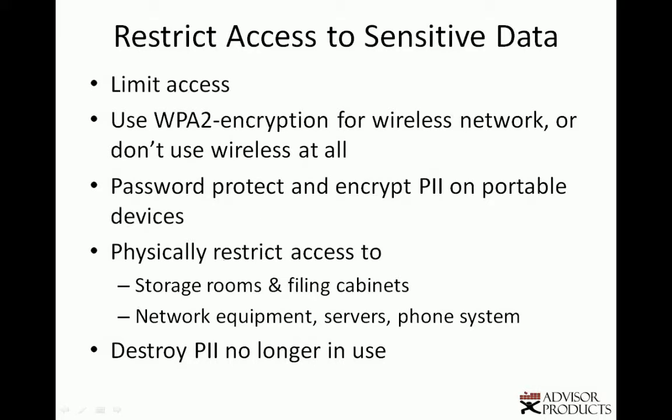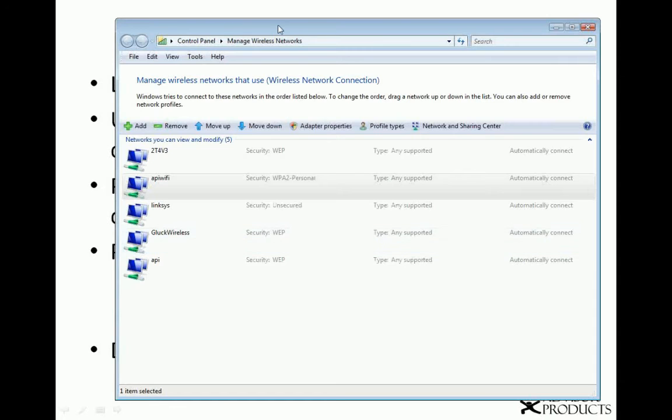And if you're not sure if your wireless network is using WPA2 or not, in Windows at least, you can check in the control panel under Managing Wireless Networks. The second column here will tell you what kind of security the network has. You can see our Wi-Fi network here is using WPA2.